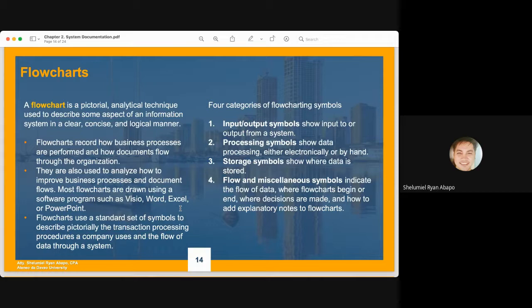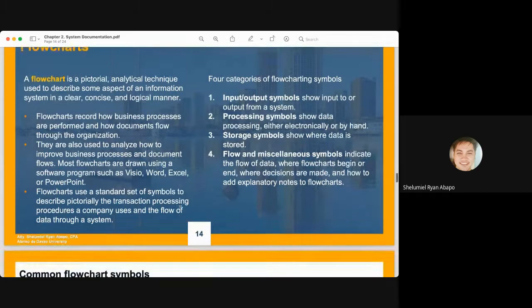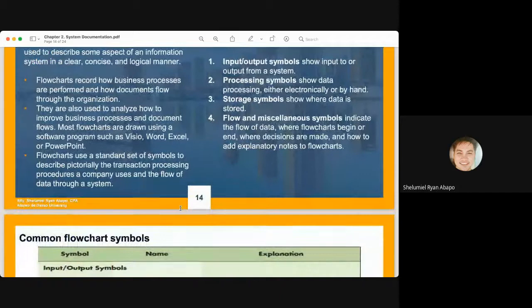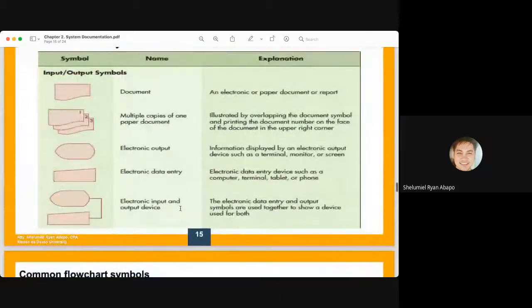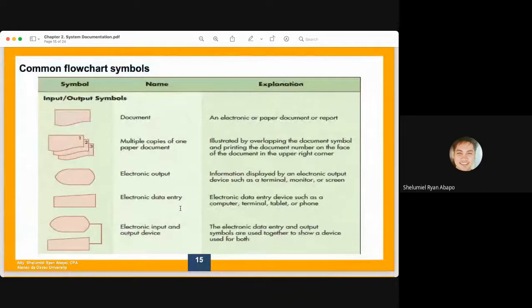So we're actually familiar with them because they are basically the same as in the data flow diagrams. But of course, there are more complicated symbols because they're already categorized into 4. So let us now check these common flowchart symbols used. For the input-output symbols, we have here the symbol for a document. And if the document has multiple copies, it will just be replicated with numbers in the right corner.